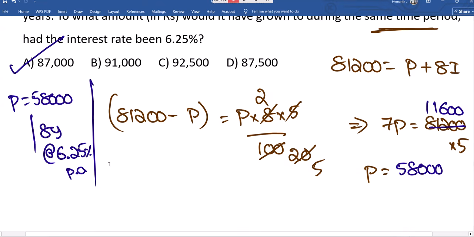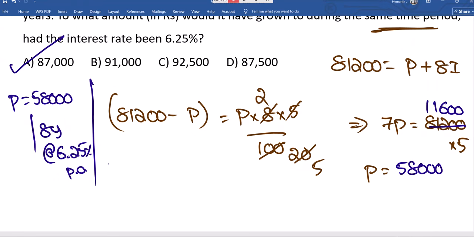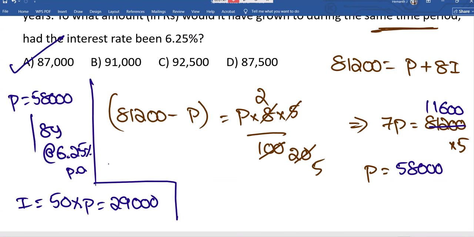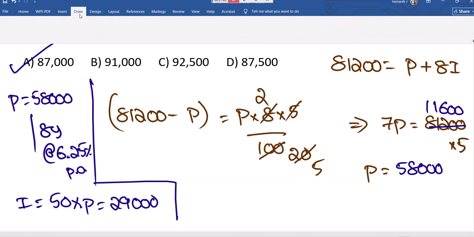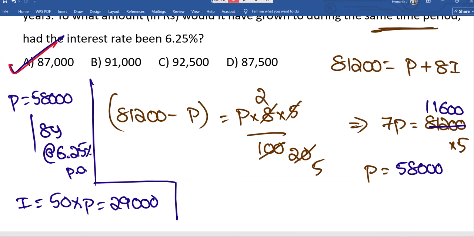So you have to increase the amount by 50%. 1 year 6.25, 2 years is 12.5. 8 years, this is nothing but equal to 50% interest. Interest is 50% of principal, means 29,000 is the interest. Principal is 58, interest is 29. Combined is what, the amount? Amount becomes 87,000.